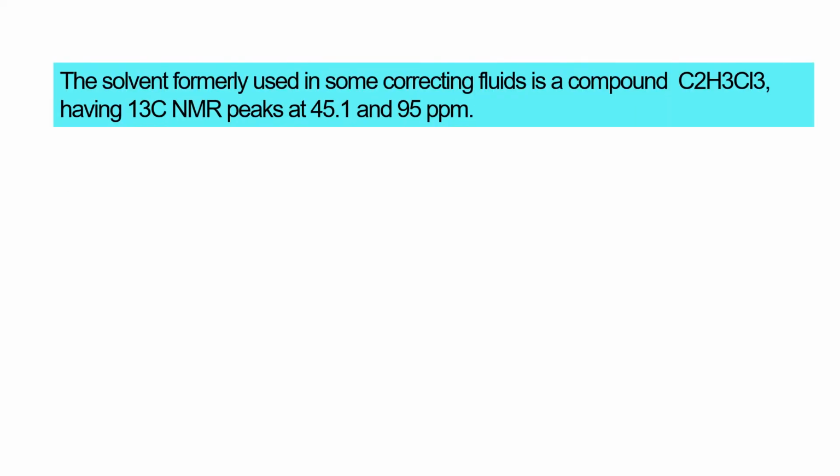The first sum is, a solvent formerly used in some correcting fluid is a compound C2H3Cl3, having C13 NMR peaks 45.1 and 95. Two peaks are there, so two carbons are there. So it's easy. We can do it by the trial method. That is the main trick in this case. If it is a small compound, we can do this trial method. Only two carbons are there.